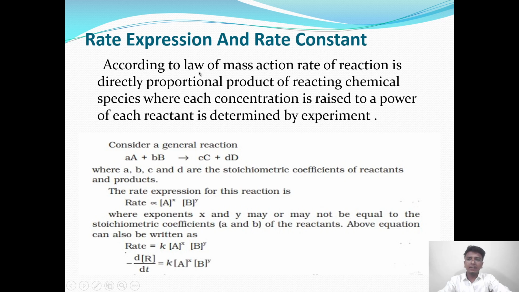Rate of a reaction and the rate constant. According to the law of mass action, the rate of any reaction is directly proportional to the product of the concentrations of the reacting species, each raised to a power, and that particular power we need to determine by experiment. We have one general equation here, capital A and B show the reactants, and C and D show the products, and small a, b, c, d are the stoichiometric coefficients of the reactants and the products respectively.